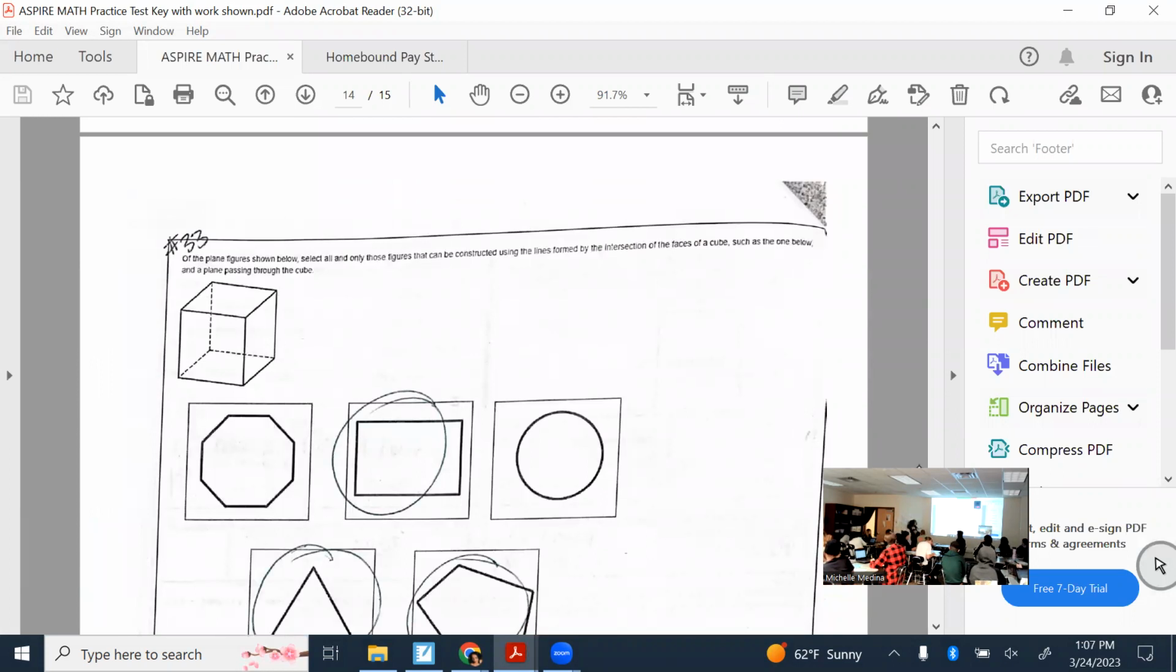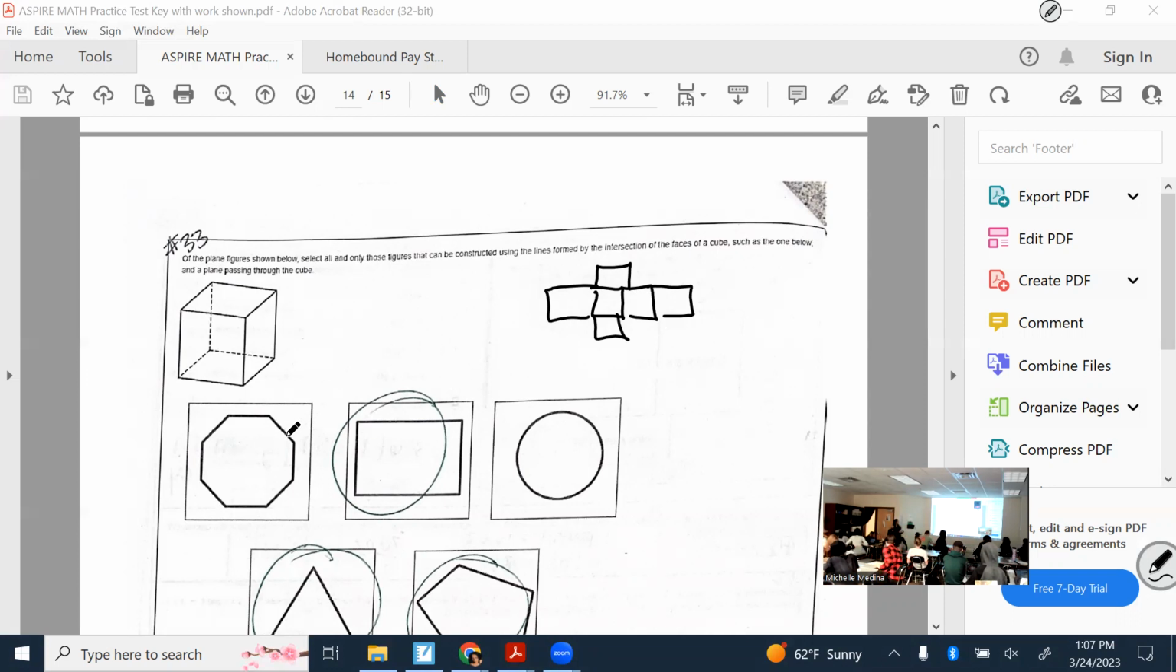Okay, so select the only figures that can be used using the line formed by the intersection of faces of the cube, such as the one passing through the cube. So if I deconstructed a cube, how many squares would there be? There'd be 6. So probably something that looks like this. Right? So only these can be made using some fragment of this.